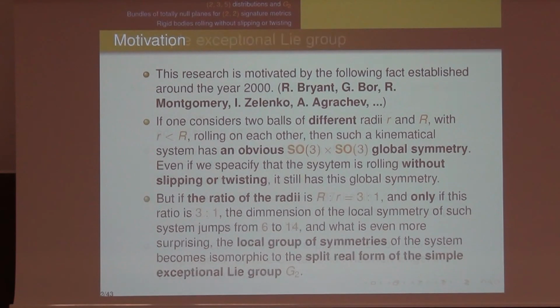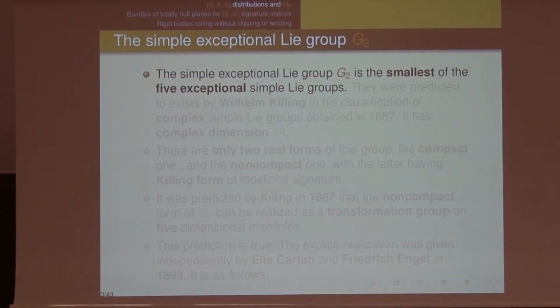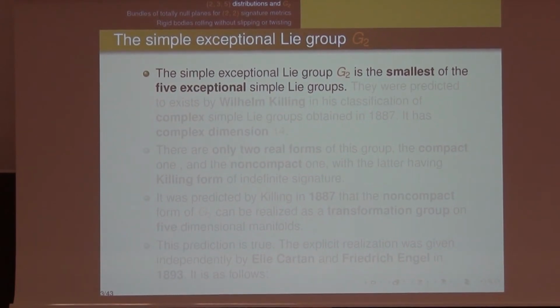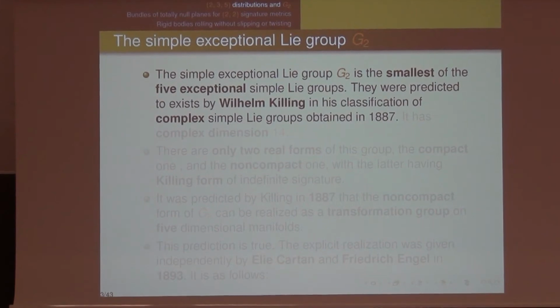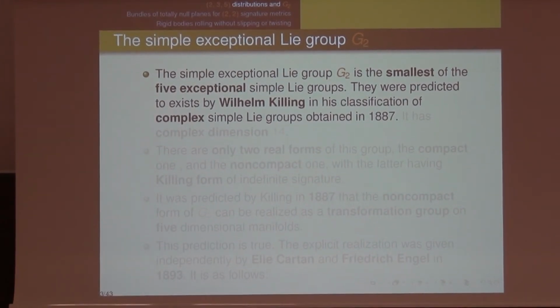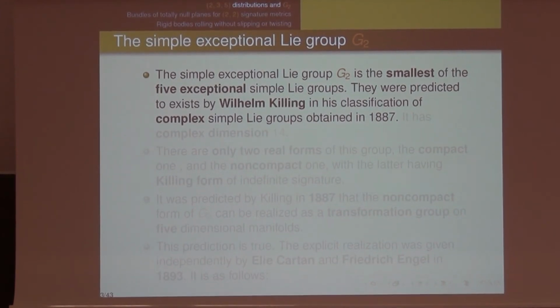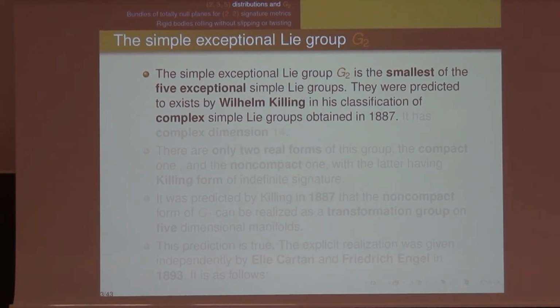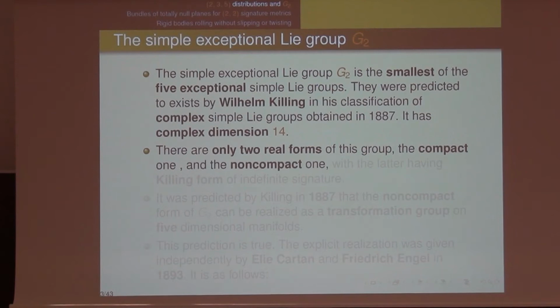So let me tell you a few words about the simple Lie group G2. It is the smallest of the 5 exceptional simple Lie groups. These 5 exceptional simple Lie groups were predicted to exist by Wilhelm Killing in his classification of complex simple Lie groups obtained in 1887. And this smallest group has complex dimension 14. This complex simple exceptional Lie group G2 has actually only 2 real forms. The first one is the compact real form, and the other is non-compact. The non-compact one can be characterized by this, that its Killing form is not definite.